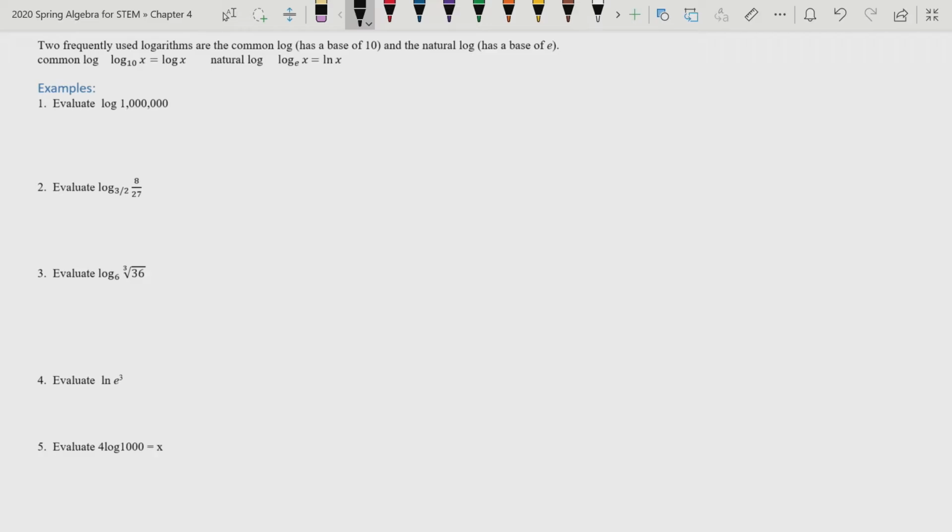Let's evaluate some logarithms. What is the log of 1 million? This is the common log. So if you don't see a subscript, that's the log base 10 of 1 million. This is the exponent on 10 that gives a million. What's the exponent on 10 that gives a million? Well, there's 1, 2, 3, 4, 5, 6 zeros. So this is 10 to the 6th equals a million. So the log base 10 of a million is 6.